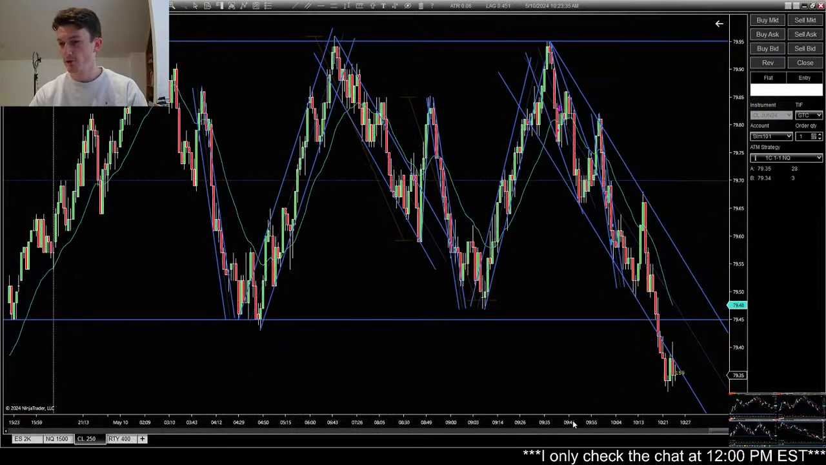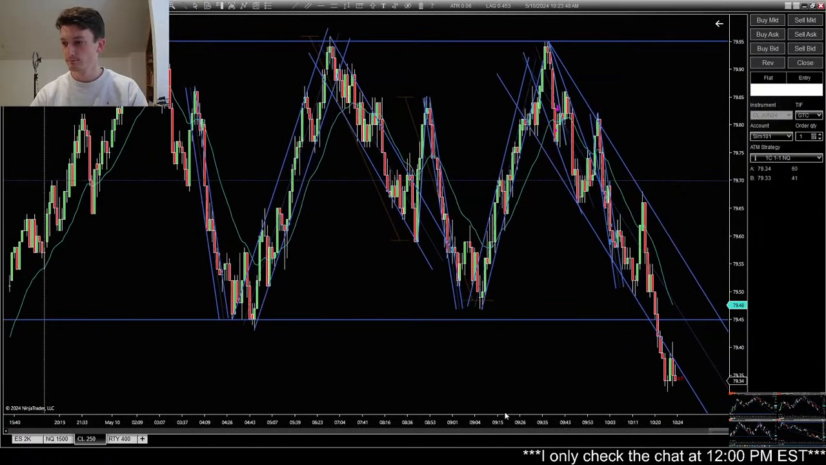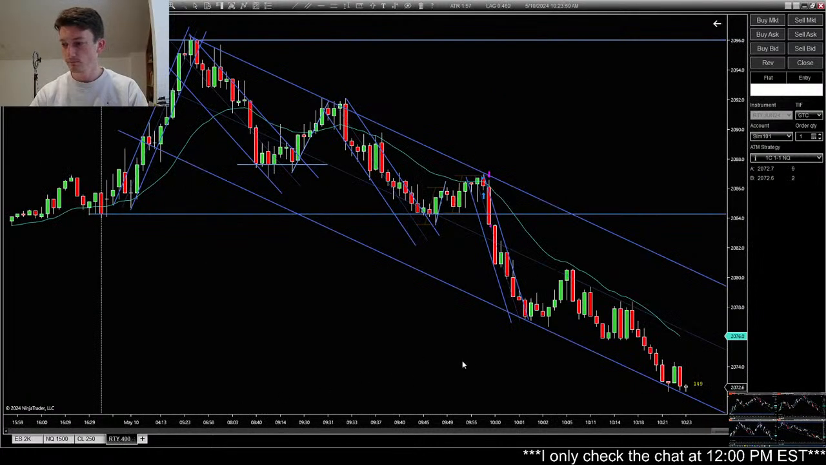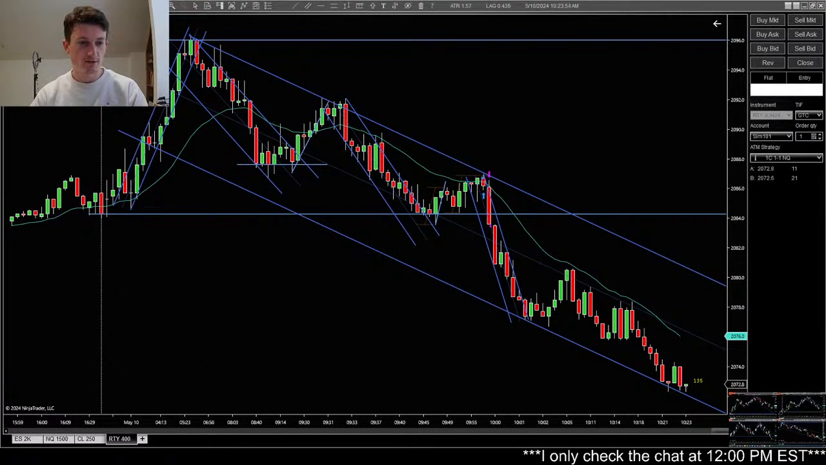Oh, a big ol' overshoot on the CL. Possible overshoot, I guess. It could be wider. Could be like this. But for now, I'm gonna look at this as an overshoot. So downtrends all around.